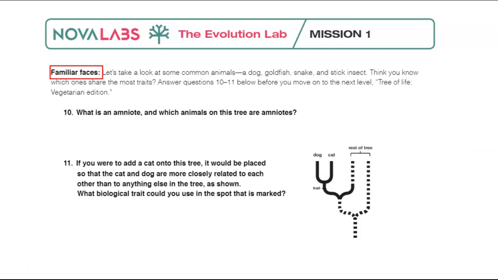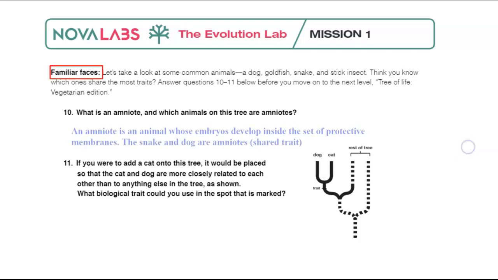What is an amniote, and which animal on this tree is an amniote? Well, an amniote is an animal whose embryo develops inside a set of protective membranes, just like you did in your amniotic sac inside of your mother. The snake and the dog are amniotes, and they share that trait. If you were to add a cat onto this tree, it would be placed so that the cat and dog are more closely related to each other than to anything else on the tree as shown. What biological trait could you use in the spot that's marked? Well, there's a few of them. Many of you probably chose the hair or the fur.